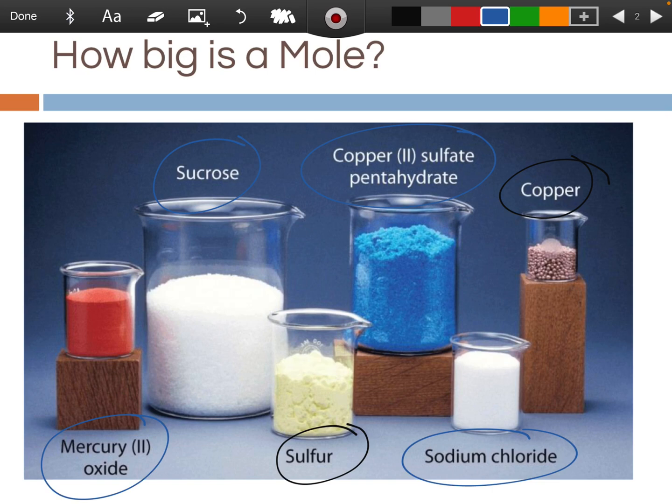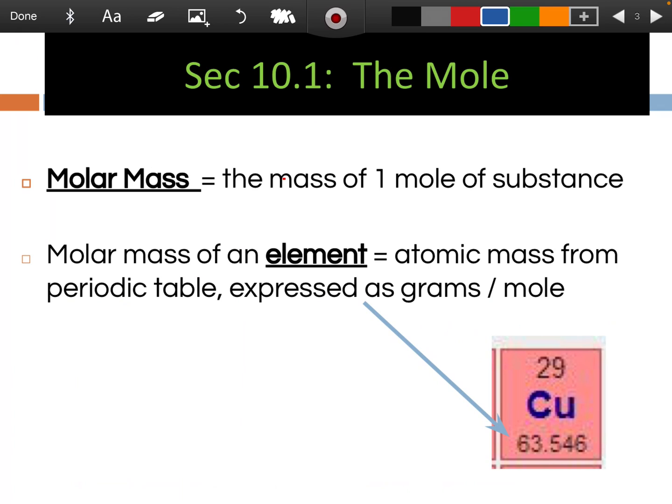It's not easy to count out all these particles, right? That would be a complete waste of time. So in order to measure out 1 mole of these substances, we can use molar mass. This is the way that we would measure out these substances in the lab. Molar mass is the mass of 1 mole of substance. You find the molar mass on the periodic table. The mass given on the periodic table is the molar mass of each element. So the molar mass of an element is the atomic mass from the periodic table, and the unit is grams per mole.